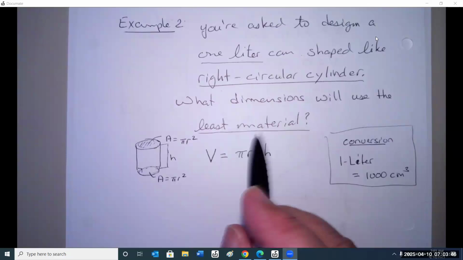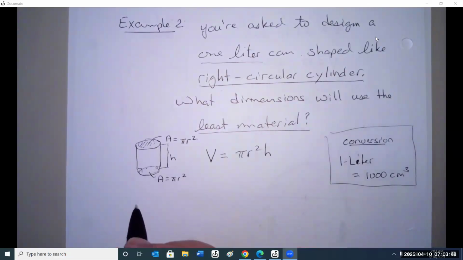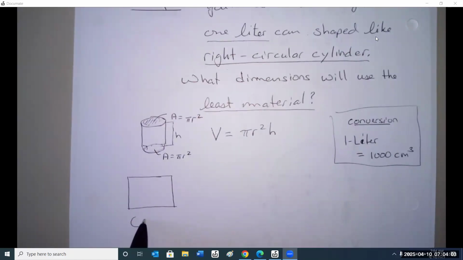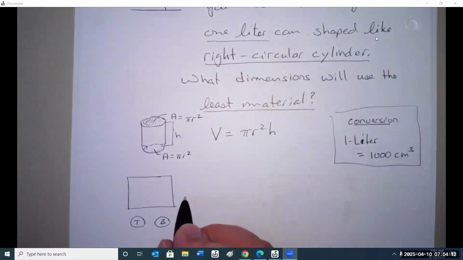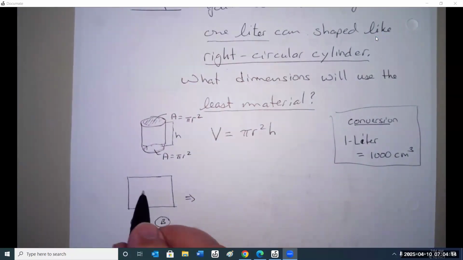Okay, now we're looking for the material. So if we took this can and expanded it, what we would have is either a rectangular or square sheet with the top and the bottom of the can. This is the top and this is the bottom. Because if you put this stuff together, you'll end up with that.